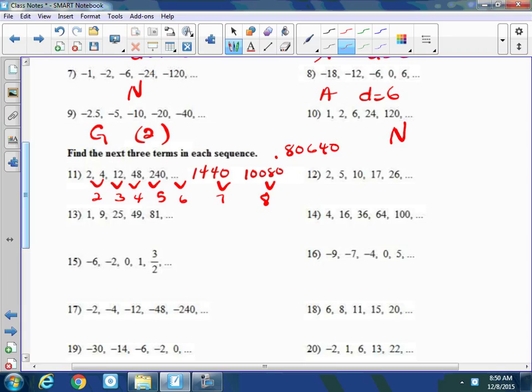All right. Let's go to the next one. 5 minus 2 is 3, but 10 minus 5 is not arithmetic. 5 divided by 2 is 2.5. All right, it's neither, but we still need to find the next three terms.